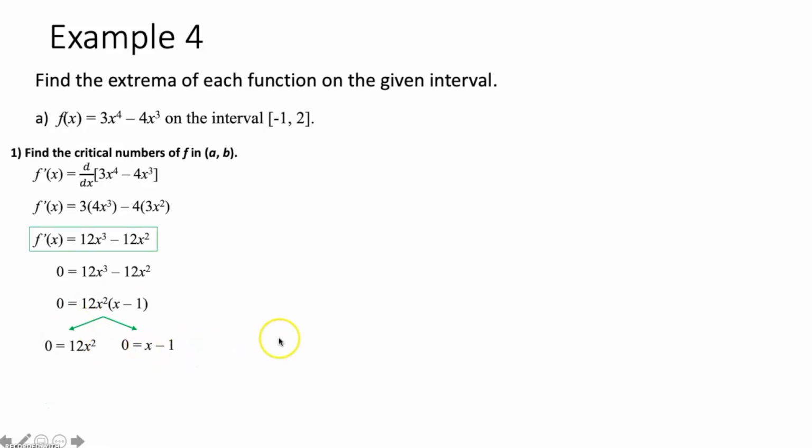So how do I do that? Well, in this first part, I divide both sides by 12 and then square root both sides. I get x is equal to 0. Over here, I add 1 to both sides. I get x is equal to 1. So our two critical numbers for this given function right here would be x is equal to 1 and 0.